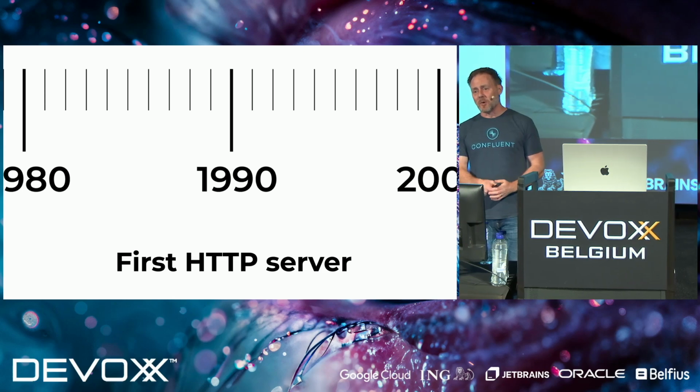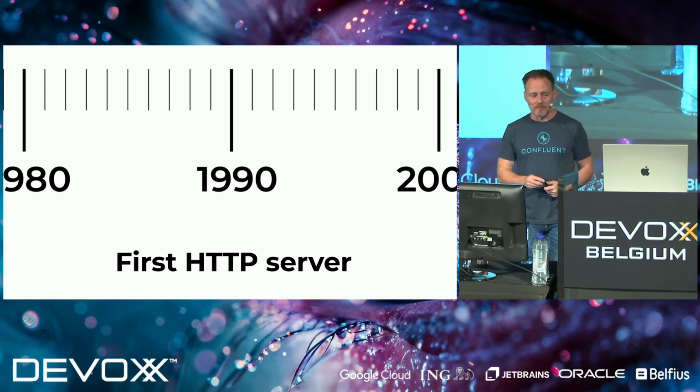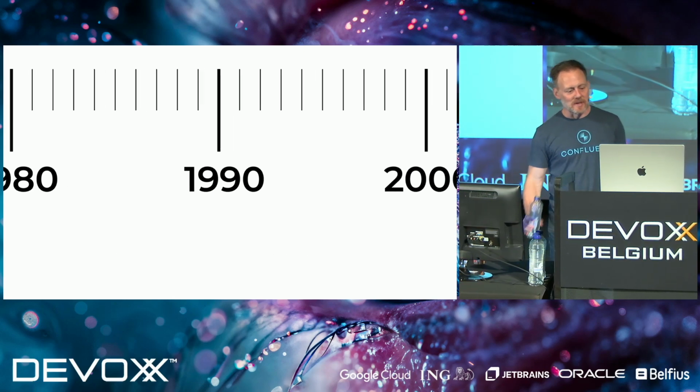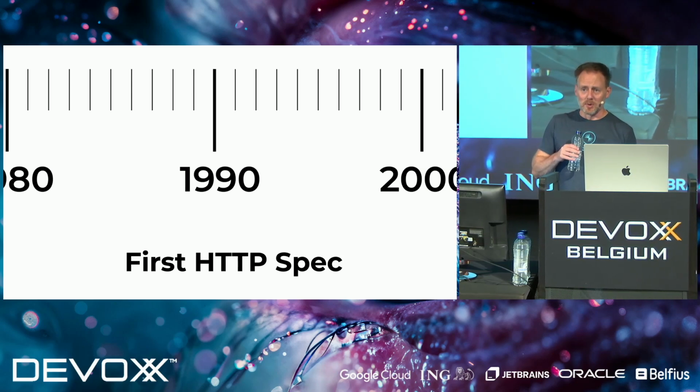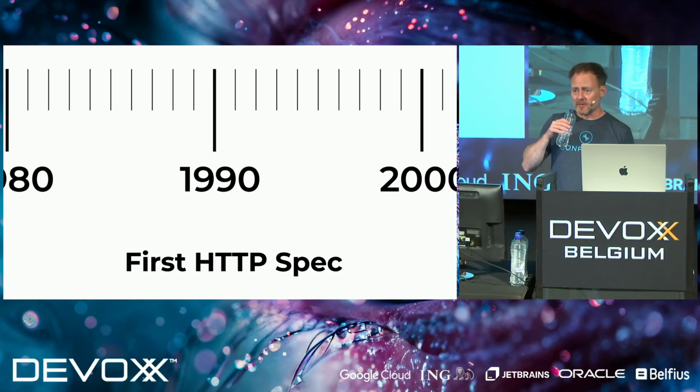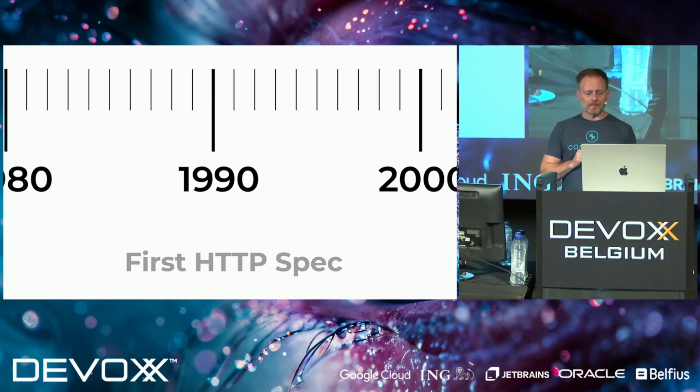Unknown to pretty much anyone, we have the first HTTP server running in 1990. We have the HTTP spec published in 1991. It is a beautiful piece of technical prose, beautiful because it is short. That'll be back in a minute.